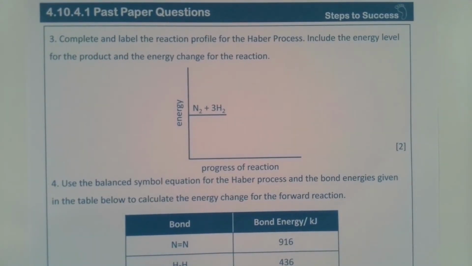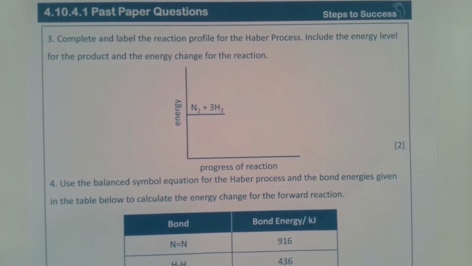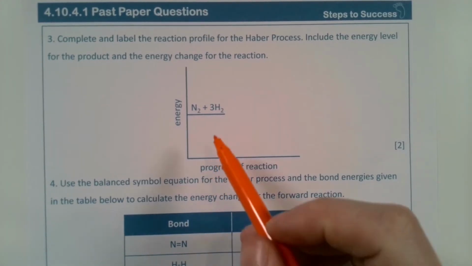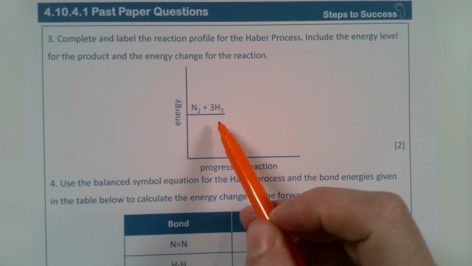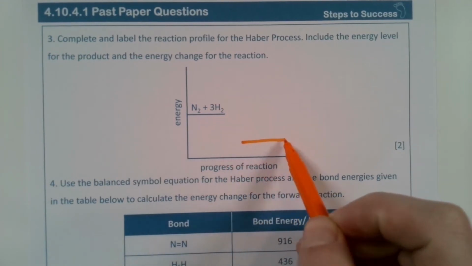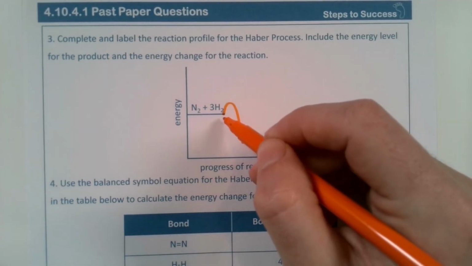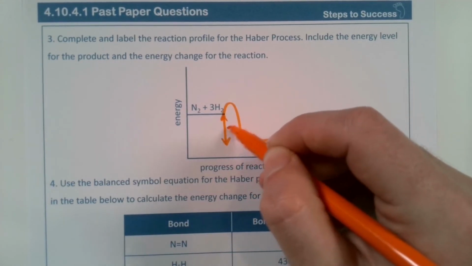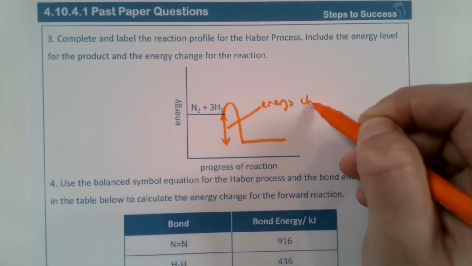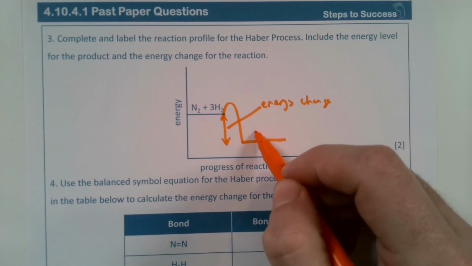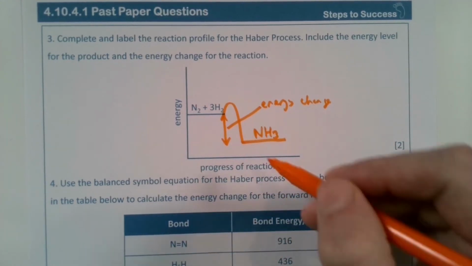Let's have a look at the next question. Complete and label the reaction profile for the Haber process. Include the energy level for the product and the energy change for the reaction. Well, we know that this is an exothermic reaction, which means that energy is released, and therefore the energy level of the products will be lower than that of the reactants, and so will look like this. The energy change will be the change from the reactants to the products, so this bit here. Remembering to label on our products of our reaction here.